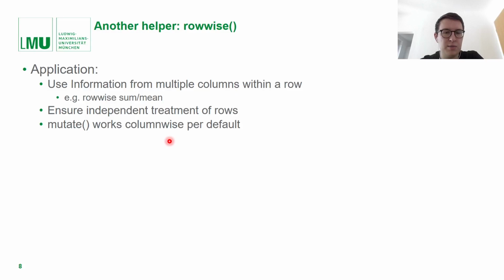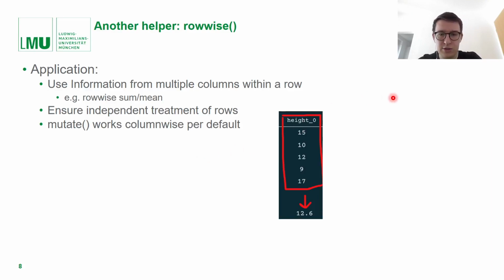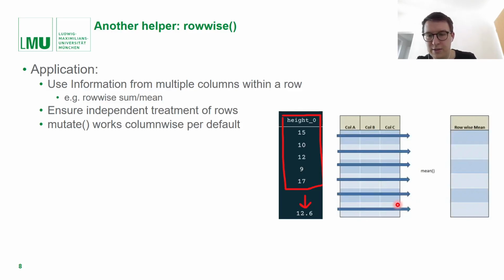But mutate by default works as a column-wise function, so it would actually take the column-wise mean or something like that. So if we really want to focus on single rows, which are observations in a tidy data set, then we can use the rowwise function. Just as an example, I showed you this picture already earlier. So this is how mutate would calculate a mean by default, and we could create row-wise means or row-wise sums or a row-wise any function with the rowwise function.